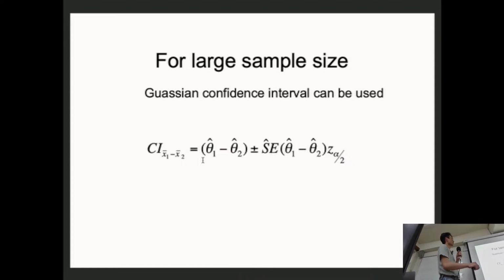Okay, and then if you have a large sample size, of course, you no longer require the t distribution. The large sample size is just the z distribution, right? Because with a large sample size, the t distribution approximates the z distribution.